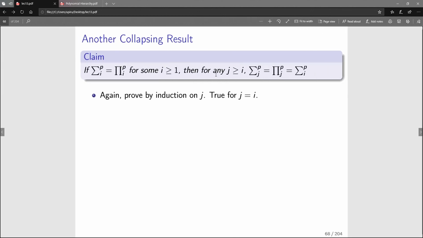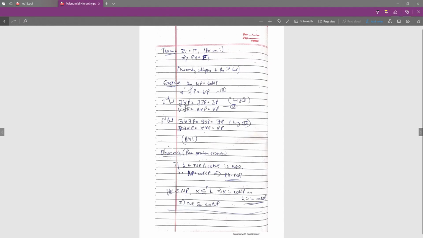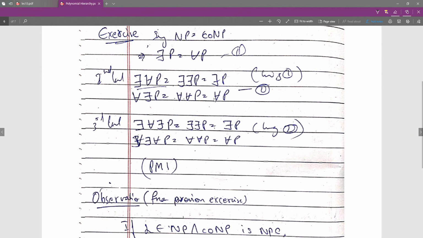As it turns out, you can always use induction to prove it. For instance, take the very first level, the co-NP and NP one. So let's say co-NP equals NP. That means there exists p equals for all p. This is the first one. Or at the second level, we can say that this is nothing but sigma 2, and this is nothing but pi 2.